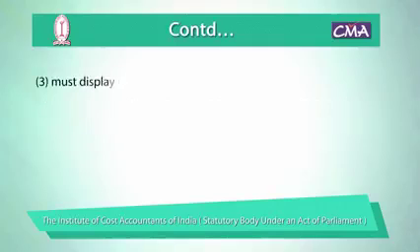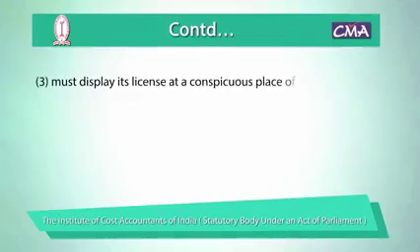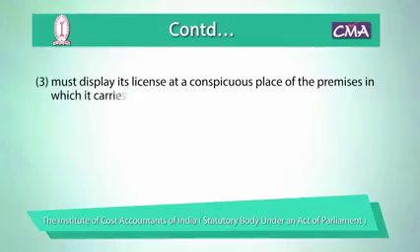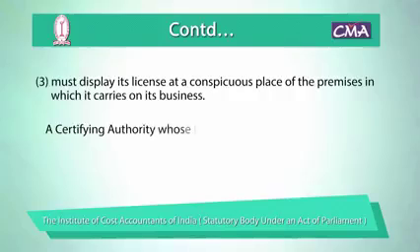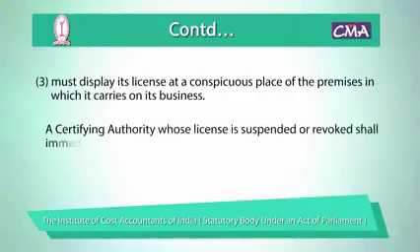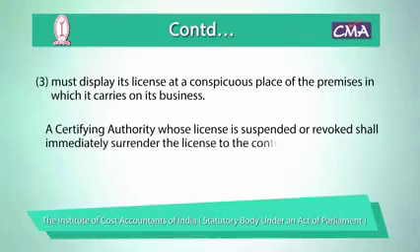A certifying authority must also display its license at a conspicuous place of the premises in which it carries on its business. A certifying authority whose license is suspended or revoked shall immediately surrender the license to the controller. Again, I am repeating, a certifying authority must display its license at a conspicuous place of the premises in which it carries on its business. A certifying authority whose license is suspended or revoked shall immediately surrender the license to the controller.